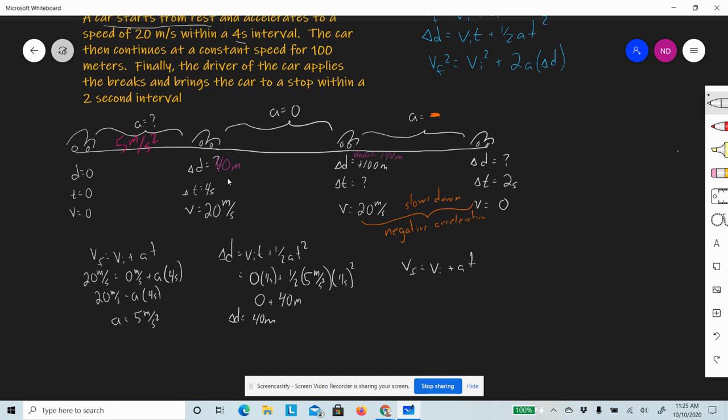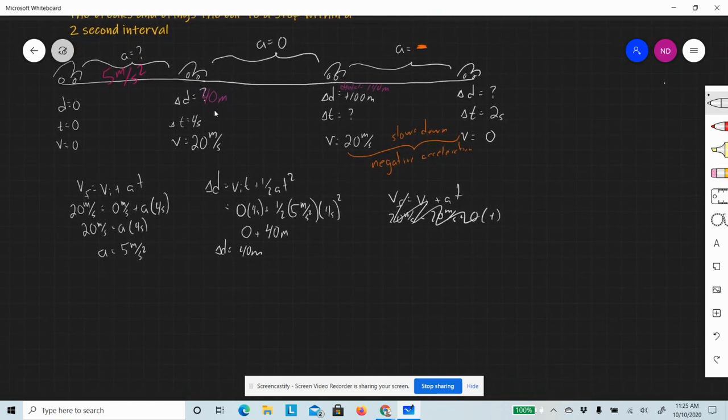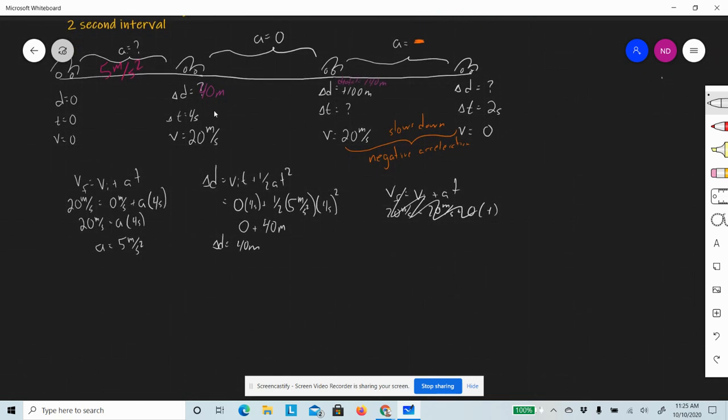If you do this math, you get 20 meters per second equals 20 meters per second plus 0 times time. That's useless. We need the other equation with time. The other equation with time is this one: change in distance equals VI times T plus 1/2 A T squared.